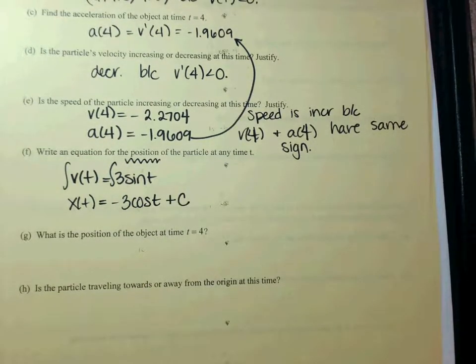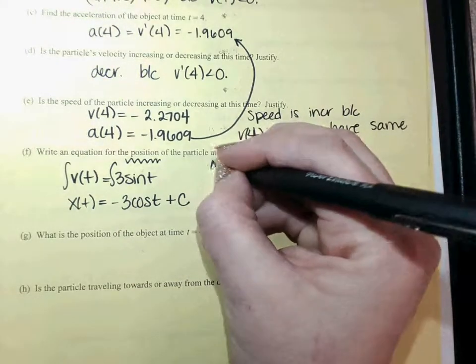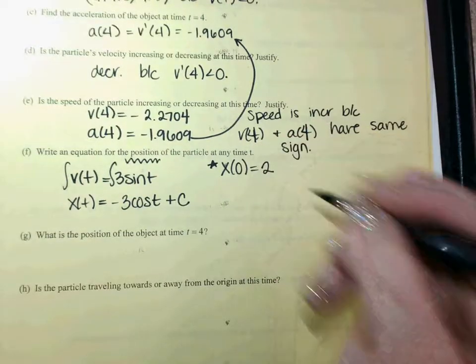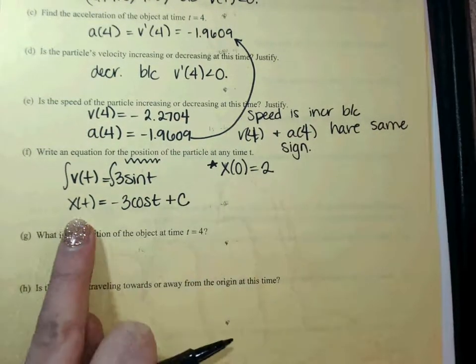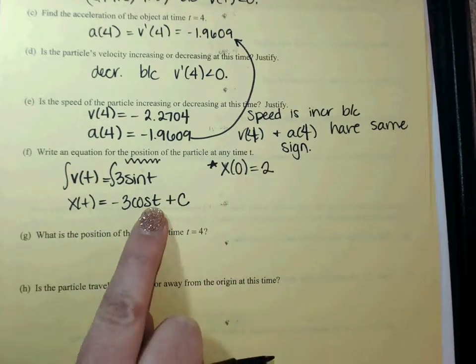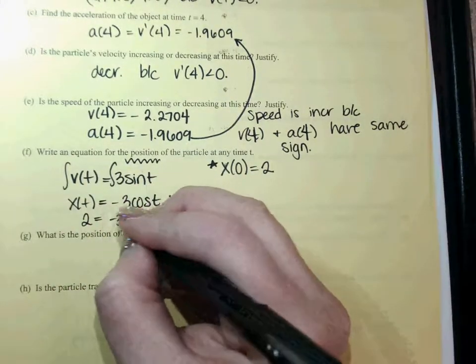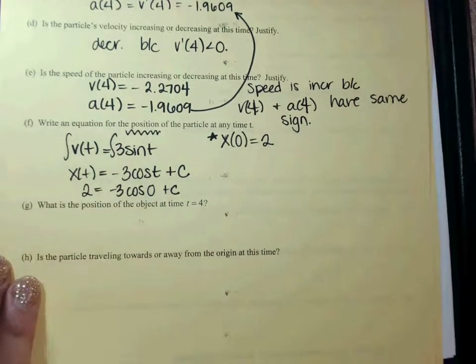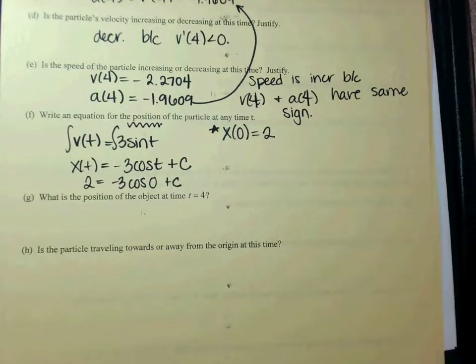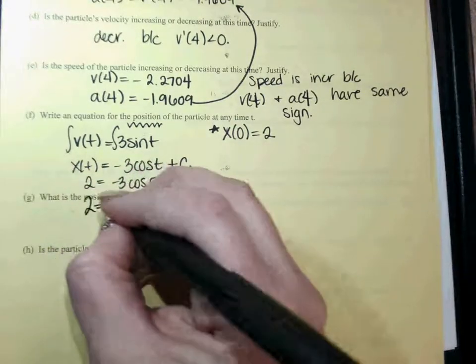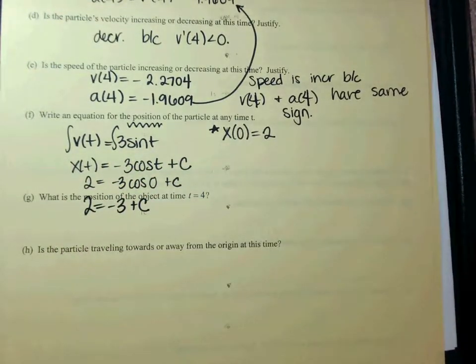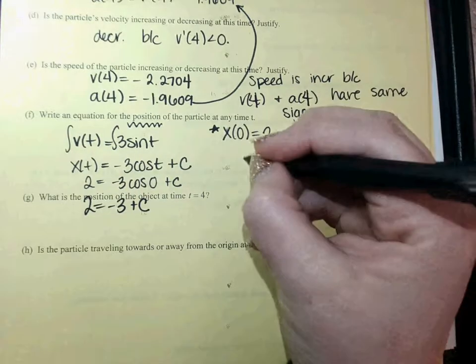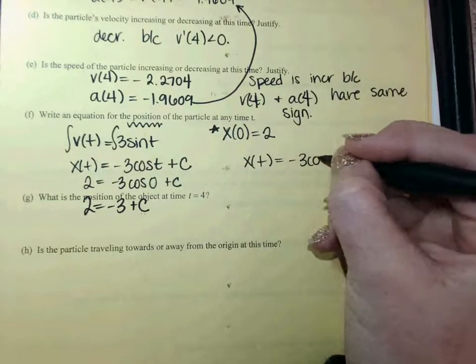Now, remember, you cannot leave that c open. They always are going to give you some sort of information to find it. So go back up and look. What did they tell us about position? X of 0 is 2. Very good. And so what that means is that 2 is the answer when we plug in 0 here. So we have 2 equals negative 3 cosine 0. And then cosine 0 crosses out? Or does it? Yeah, that's a 1. So negative 3 times 1 is just 2 equals negative 3 plus c. Which means that c is what? 5. So x of t is negative 3 cosine t plus 5.